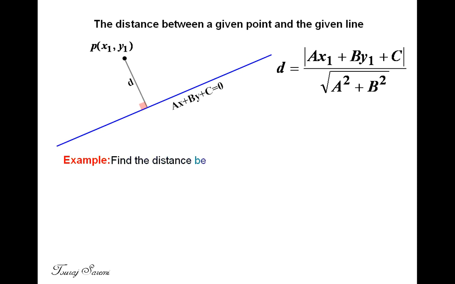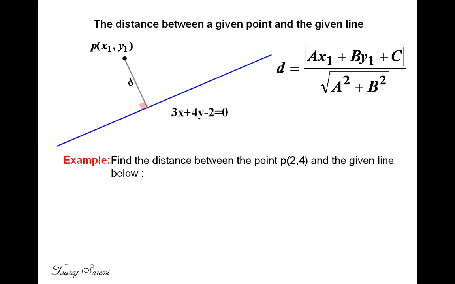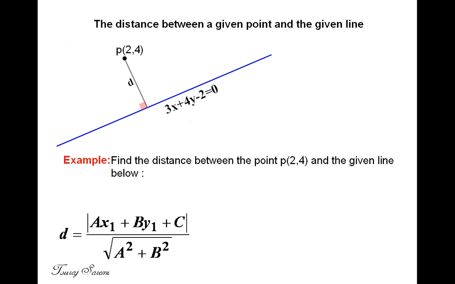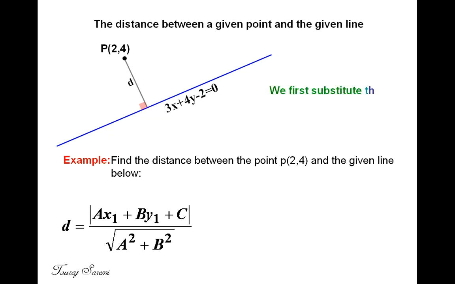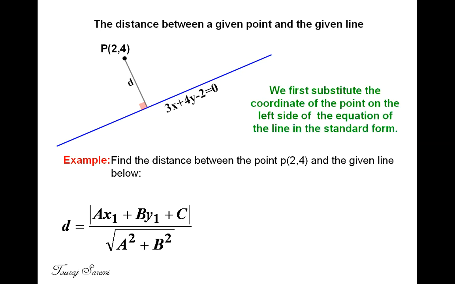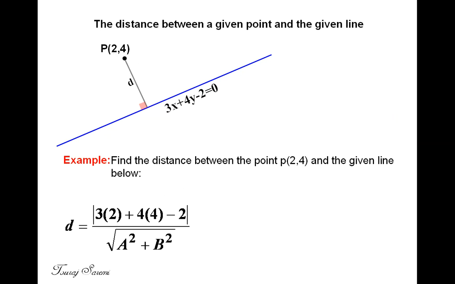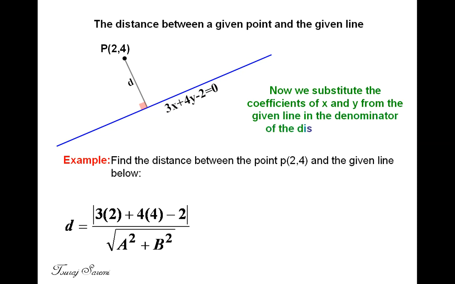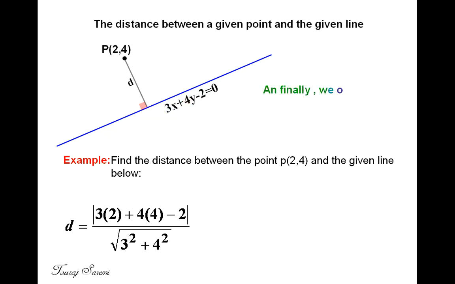Example: find the distance between the point P and the given line below. We first substitute the coordinates of the point on the left side of the equation of the line in the standard form. Now we substitute the coefficients of x and y from the given line in the denominator of the distance formula. And finally, we obtain the numerical result of the formula.